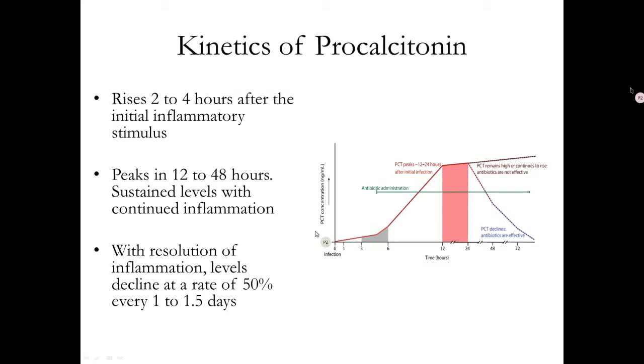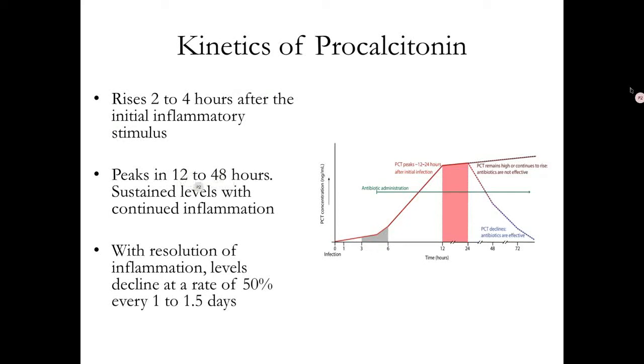Now, how about the kinetics of procalcitonin? When there's an appropriate stimulus for the production of procalcitonin beyond the normal physiologic levels produced in the thyroid, such as during bacterial infection, the level rises 2 to 4 hours after the initial stimulus. In other words, you have somebody infected with bacteria. Within 2 to 4 hours, the procalcitonin starts to rise in the blood. And it peaks anywhere between 12 to 48 hours.